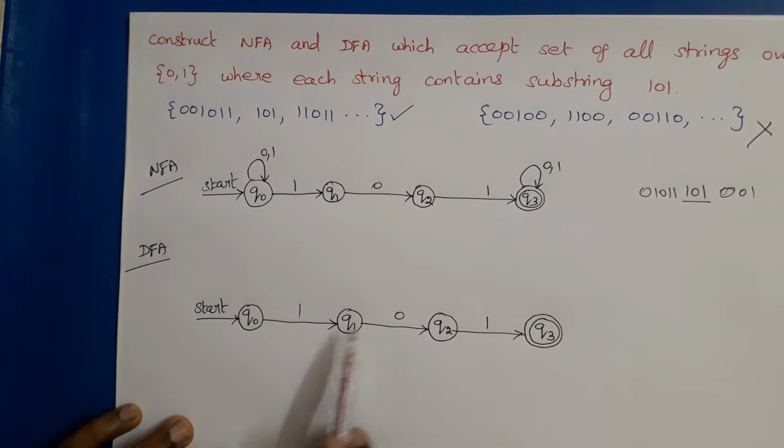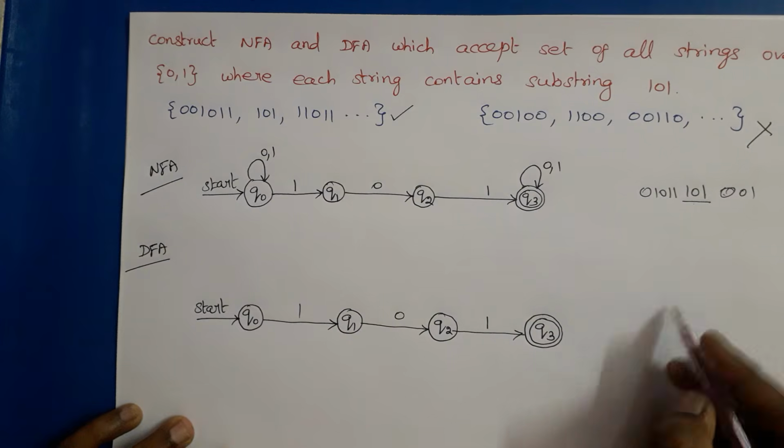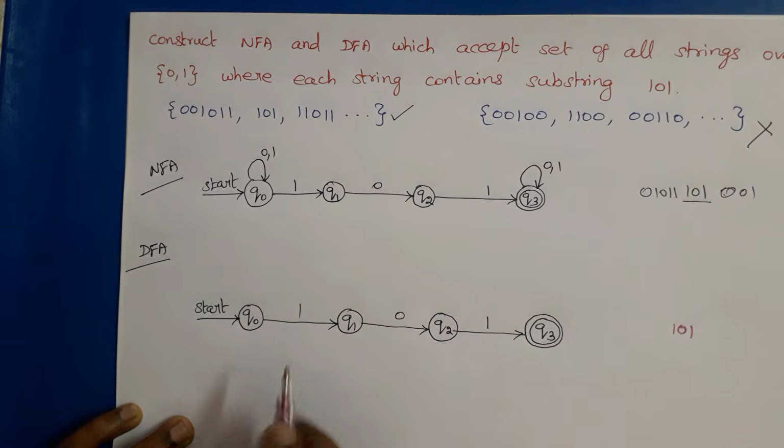Then from Q1, if 0 is the input symbol, we can go to Q2. So we will be in state Q2 after recognizing 10. Then from Q2, if 1 is the input symbol, we can go to Q3. So we will be in state Q3 after recognizing 101 as a substring. Now we have to construct the remaining transitions.